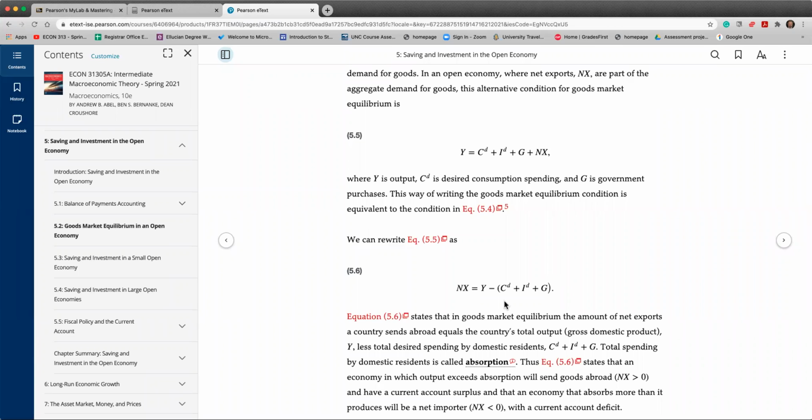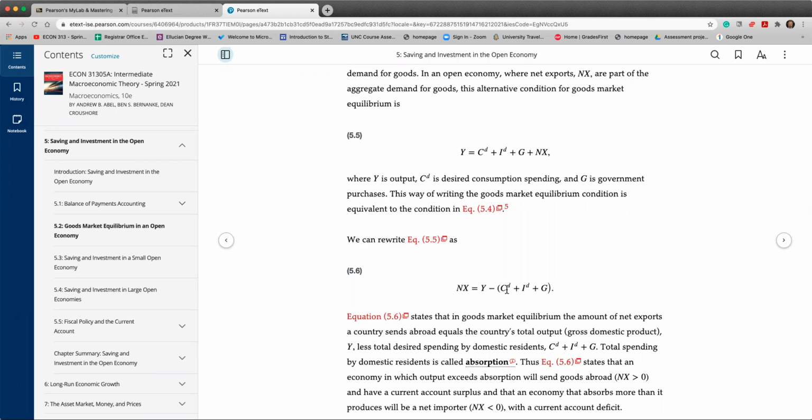So what it means is that if spending in the economy is greater than the economy's output, that is, C plus I plus G is greater than Y, then Y minus that number is going to be negative. Real GDP minus that number is going to be negative. So that means net exports are negative in that case.